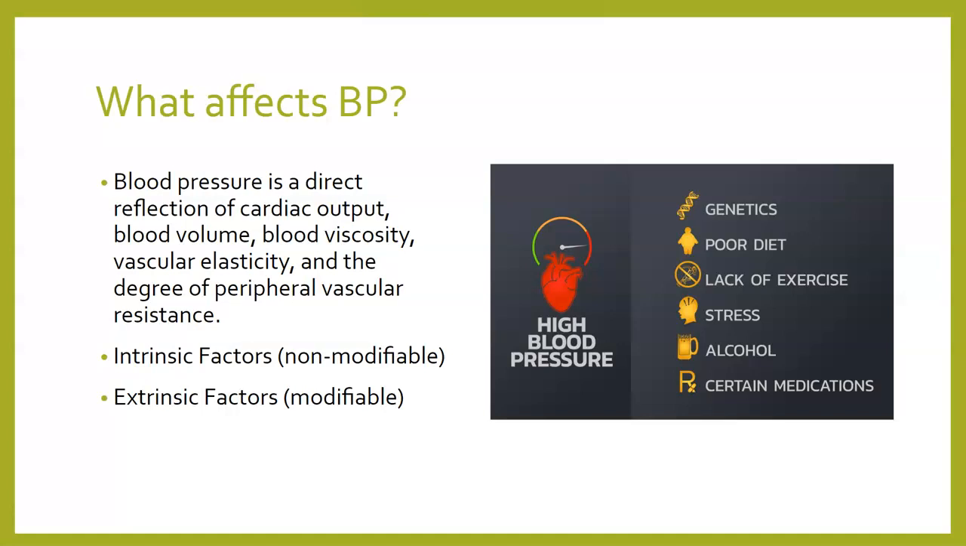So, for example, age is something that affects blood pressure. Blood pressure gradually increases through childhood, reaching adult levels during adolescence, and then it tends to increase slightly throughout adulthood until older adulthood, when it decreases slightly. So there's age considerations.